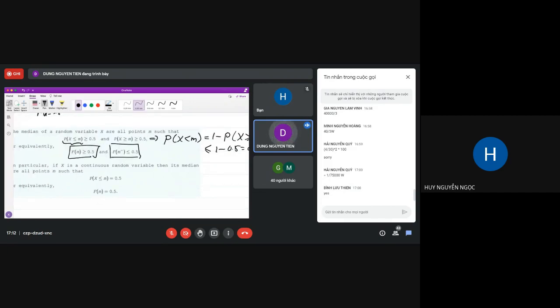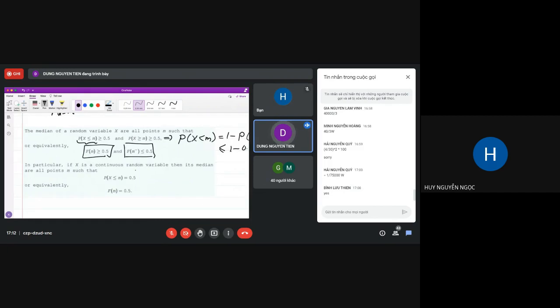In particular, if x is a continuous random variable, then the CDF F of x is a continuous function. It means that F of m and F of m minus are the same. So F of m is greater than or equal to 0.5, and F of m is also less than or equal to 0.5. And then you come up with this equation. M is the solution of the equation F of m equals 0.5. Okay? Do you understand? Is it okay?